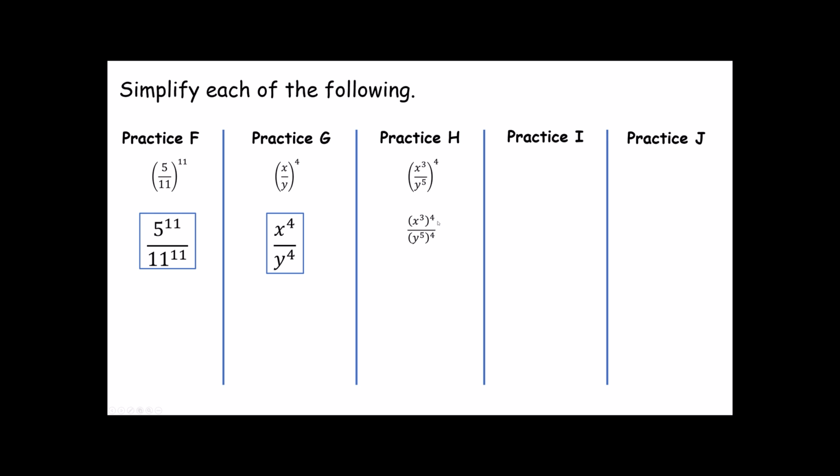I have to go back and use a rule we learned in the last video, which is the power of a power property, which says if I have a base with an exponent and that whole thing is raised to another exponent, then I multiply these together. 3 times 4 is 12, 5 times 4 is 20. If this is uncomfortable to you, I'd recommend going back and watching that previous video.